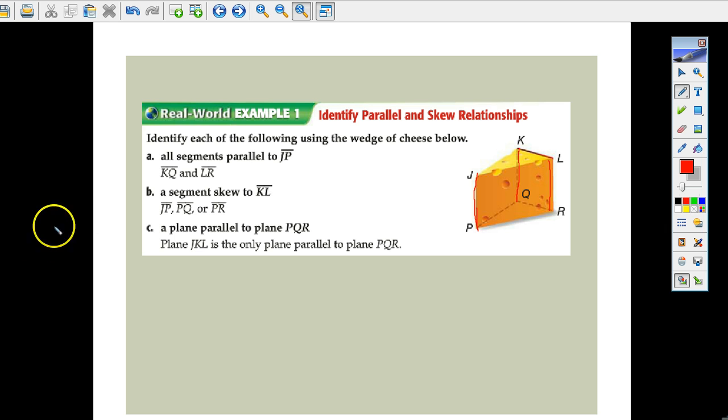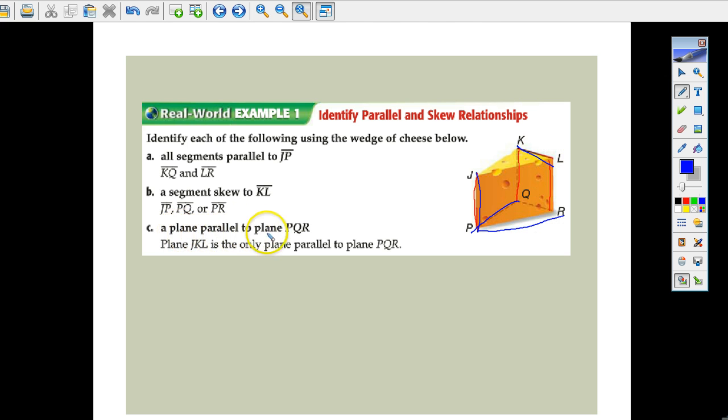A line segment skew to KL. So KL is right here. These would be lines that are not parallel and are not in the same direction. So JP would be one, PQ, and PR. They're going different directions and they're not going to meet.